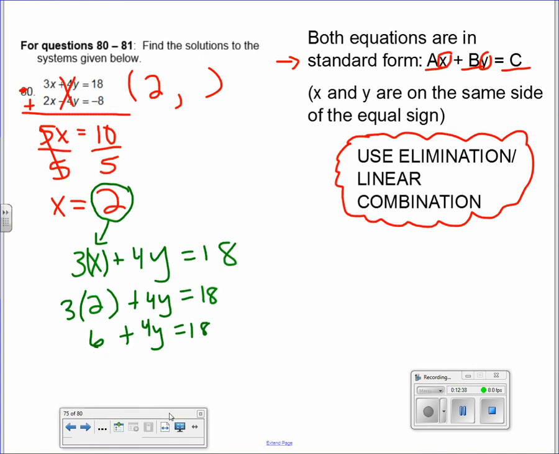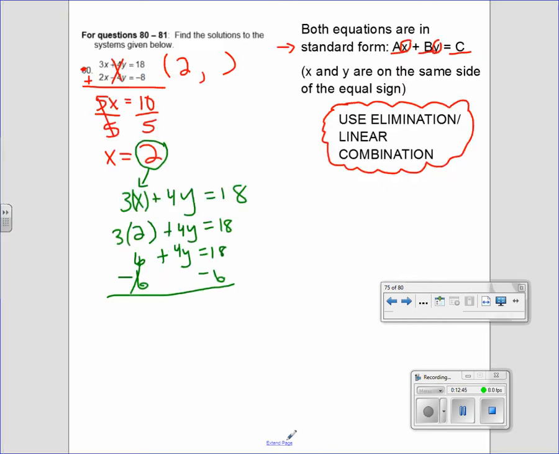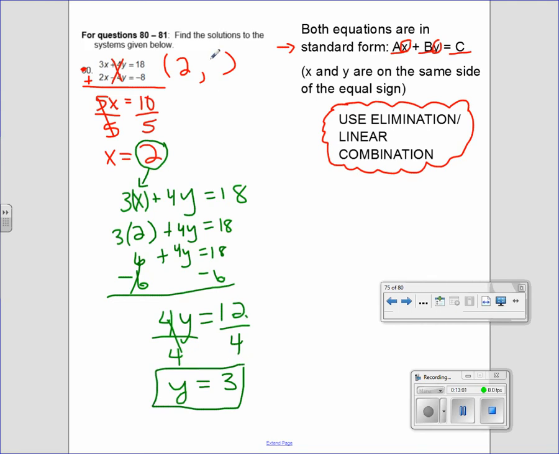Now I need to subtract 6 from both sides, and I get 4y is equal to 18 minus 6, which is 12. And if I divide by 4 on both sides, I get y is equal to 3. So my solution is the point (2, 3). These two lines are going to cross at the point (2, 3) on a graph.